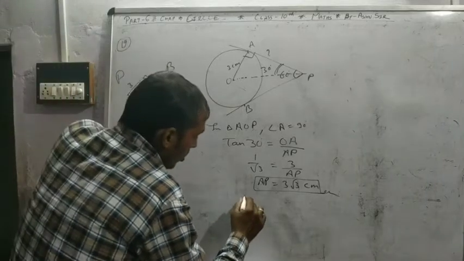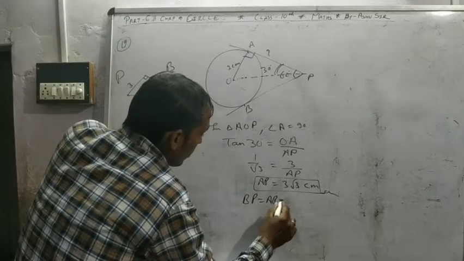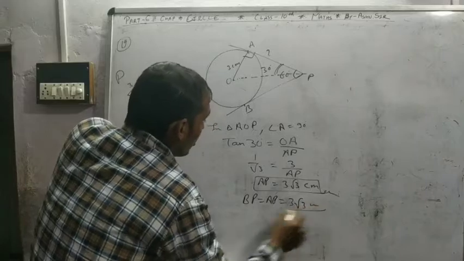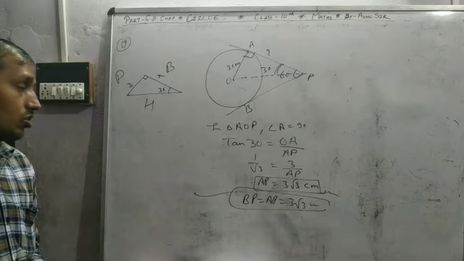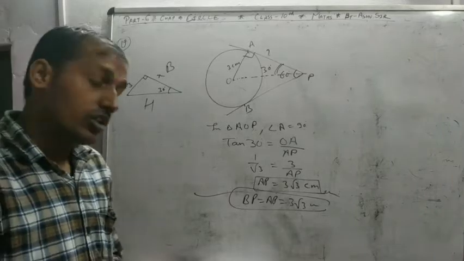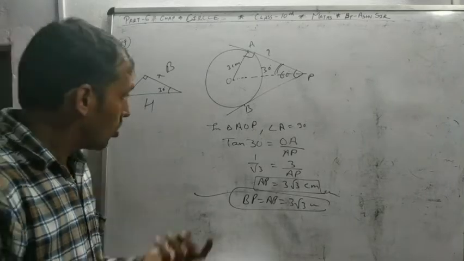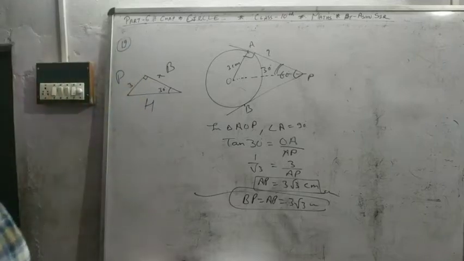So BP is equal to AP is equal to 3 root 3, because tangents from an external point are always equal. So in this question we have to use the trigonometry concept. It is also a good topic for this chapter. Pause, wait, note down.